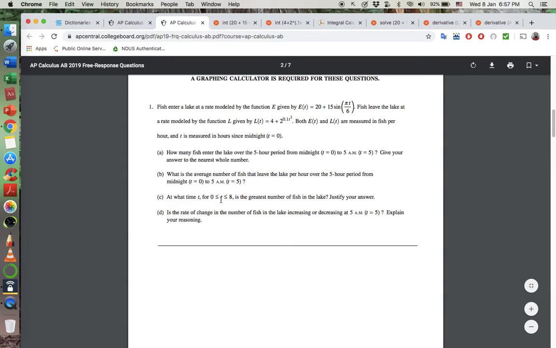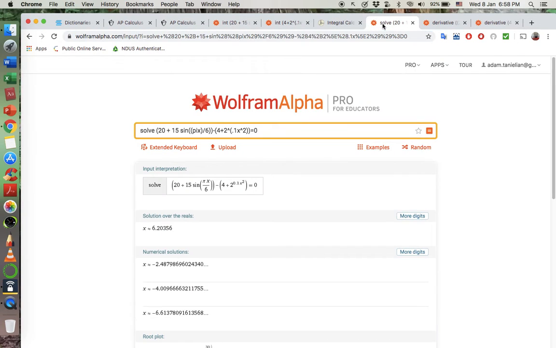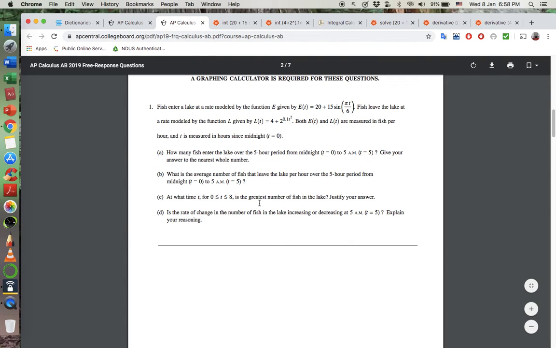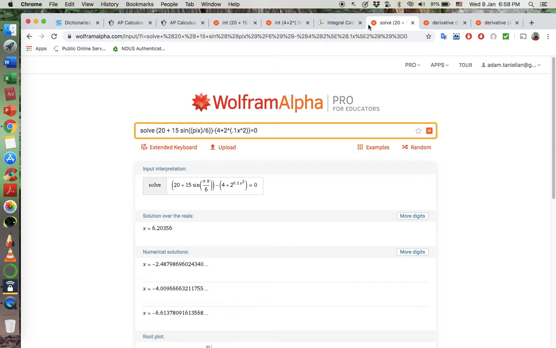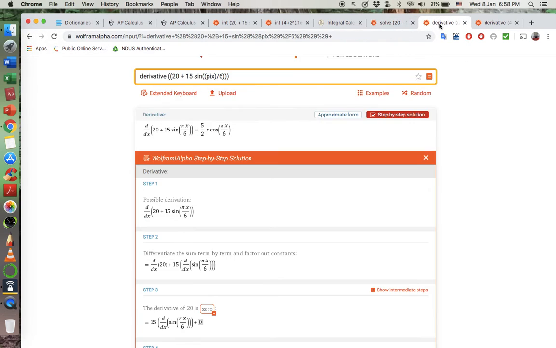And so we can just phrase our answer in terms of t rather than having to put it into units on the clock, right? So 0.2 hours, we could calculate how many minutes that is and put it in terms of what time it is exactly, but t is equal to 6.203 hours after midnight. And that's the time when we have the greatest number of fish in the lake because, again, that function crosses the x-axis at that time.